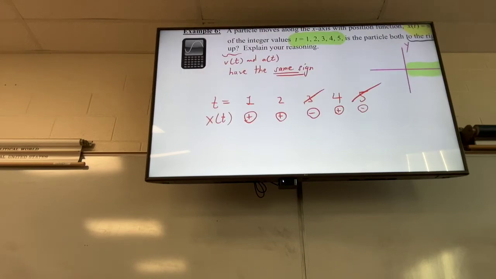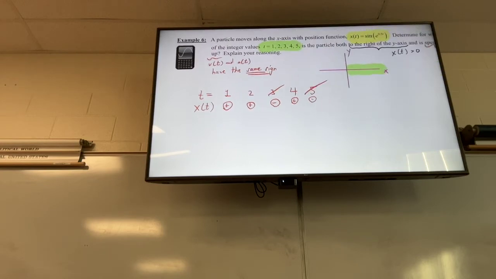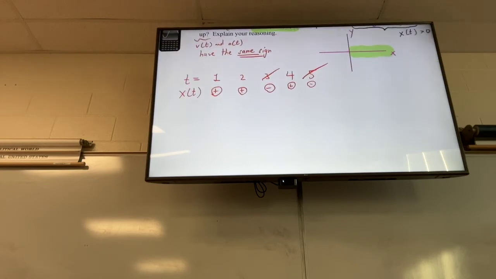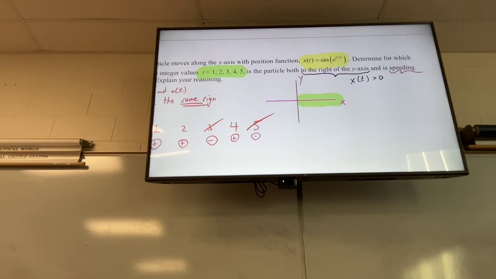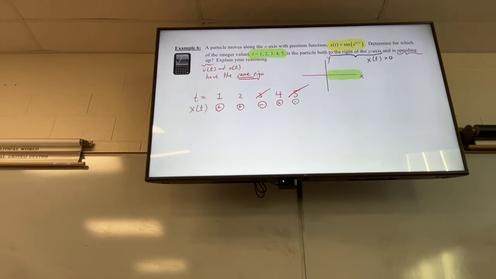Now we have to check what? We have to check our condition here. We have to make sure that v of t and a of t have the same sign. So we need to take t equals 1, t equals 2, and t equals 4 and plug them into both my velocity and acceleration equations, okay? We don't actually have those now, do we? The problem doesn't give them to us. How do we find them? By taking the derivative of x of t, right?